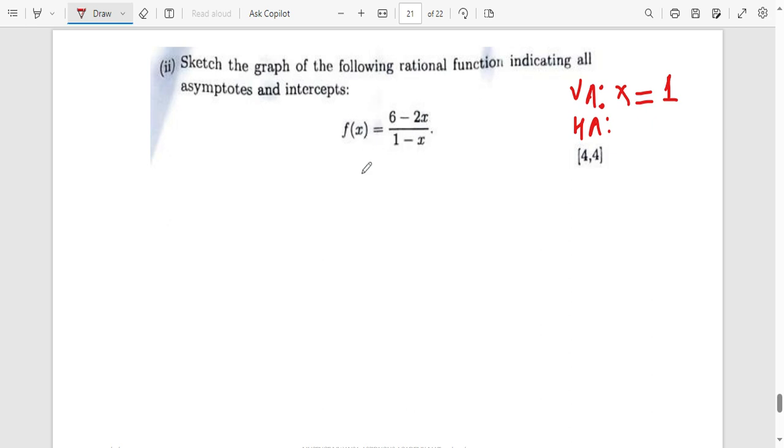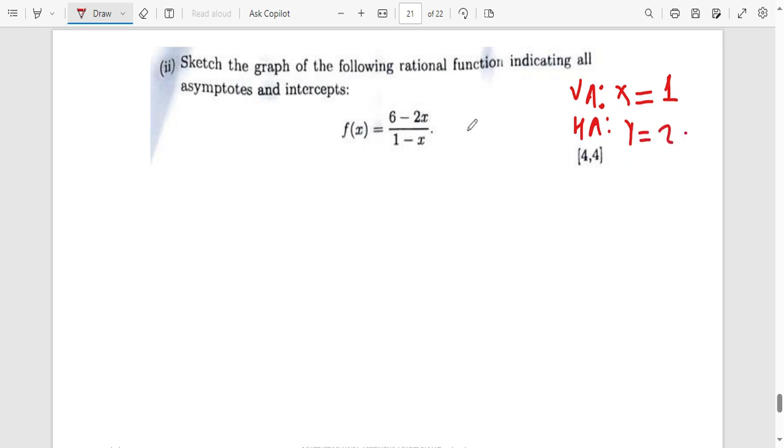You are basically finding the limit as x approaches infinity for this function. In a case where the highest power on top and the highest power down are the same, just get the numbers in front and divide them. So the number in front of x on top and down, negative 2 over negative 1, meaning that y is equal to 2 is the horizontal asymptote.